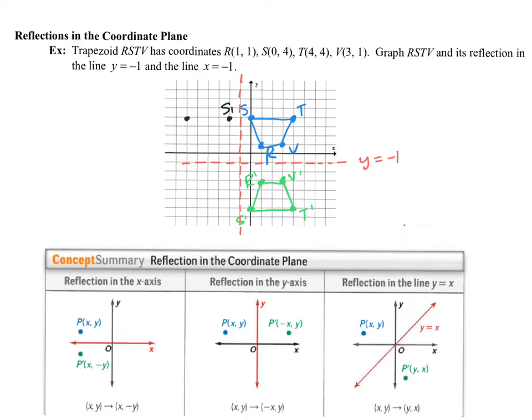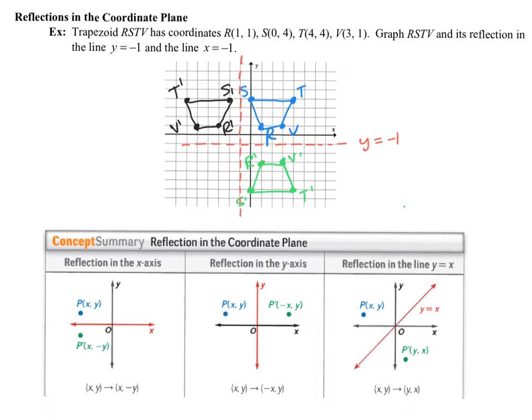Let's see, did I get my left and right mixed up? I think I did. T is 5 units to the right, so T prime needs to be 5 units to the left. So here's T prime, and then go ahead and reflect R and V in the line. So R prime would be here, and then V prime, let's see, 1, 2, 3, 4, is 4 units, and there is V prime. Okay, so draw your trapezoid, and once you're done, you should be able to see the reflection in the line x equals -1.